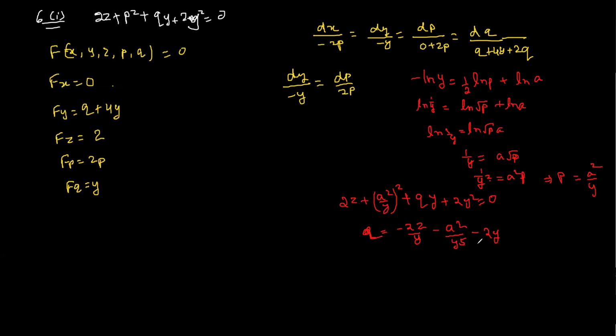this is q. And you have, dz is what? p dx plus q dy. After finding p and q, put here. What is p? a square upon y dx. What is q? Minus 2z by y minus a square upon y5 minus 2y, dy. Understood? Yes.